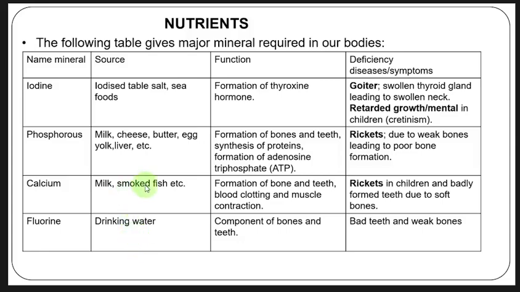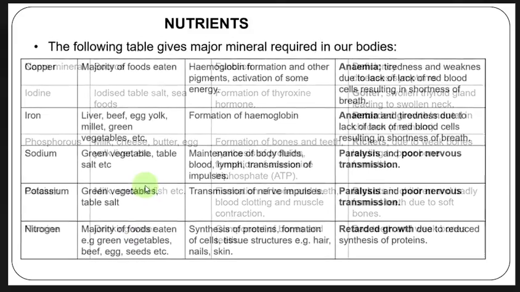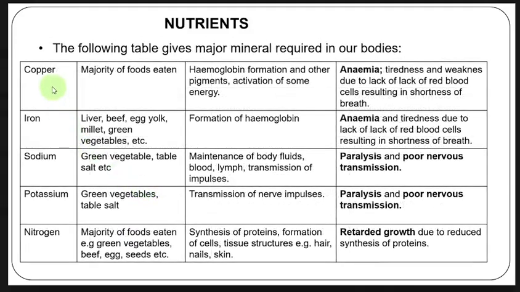All right, so let's move a bit with this table. Now we are looking at copper. Copper is another mineral required by our body, and it comes from the majority of foods eaten. So the majority of food that we eat contains copper, and its function is hemoglobin formation.